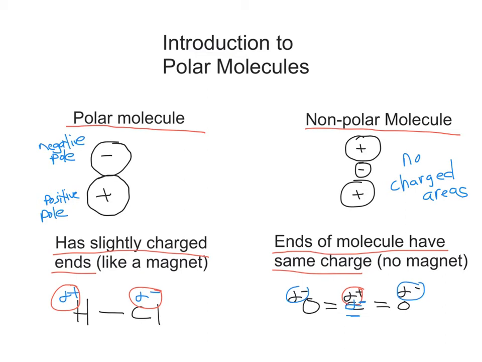So make sure you have this copied down in your notes. And now we'll move on. So just a recap, polarity basically means separation of charge. So you have an area that is positive and you have an area that is negative. It looks like a magnet.